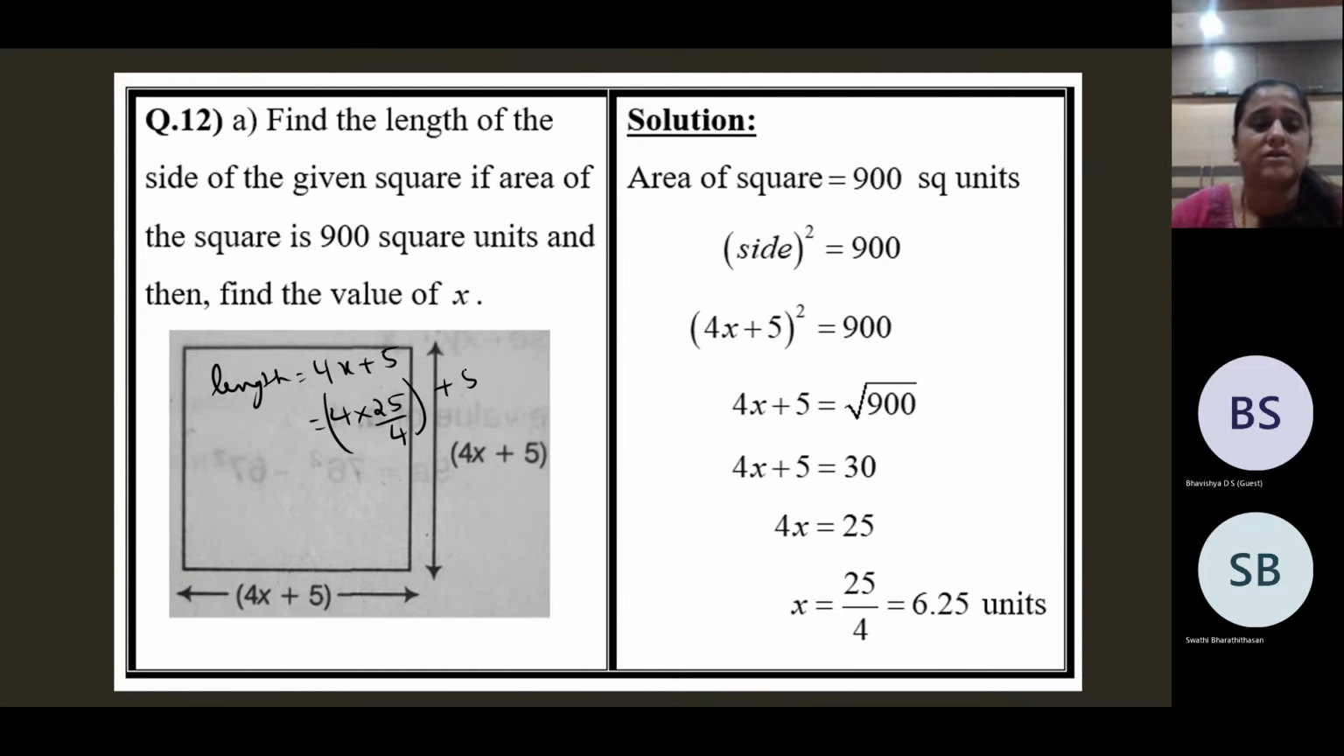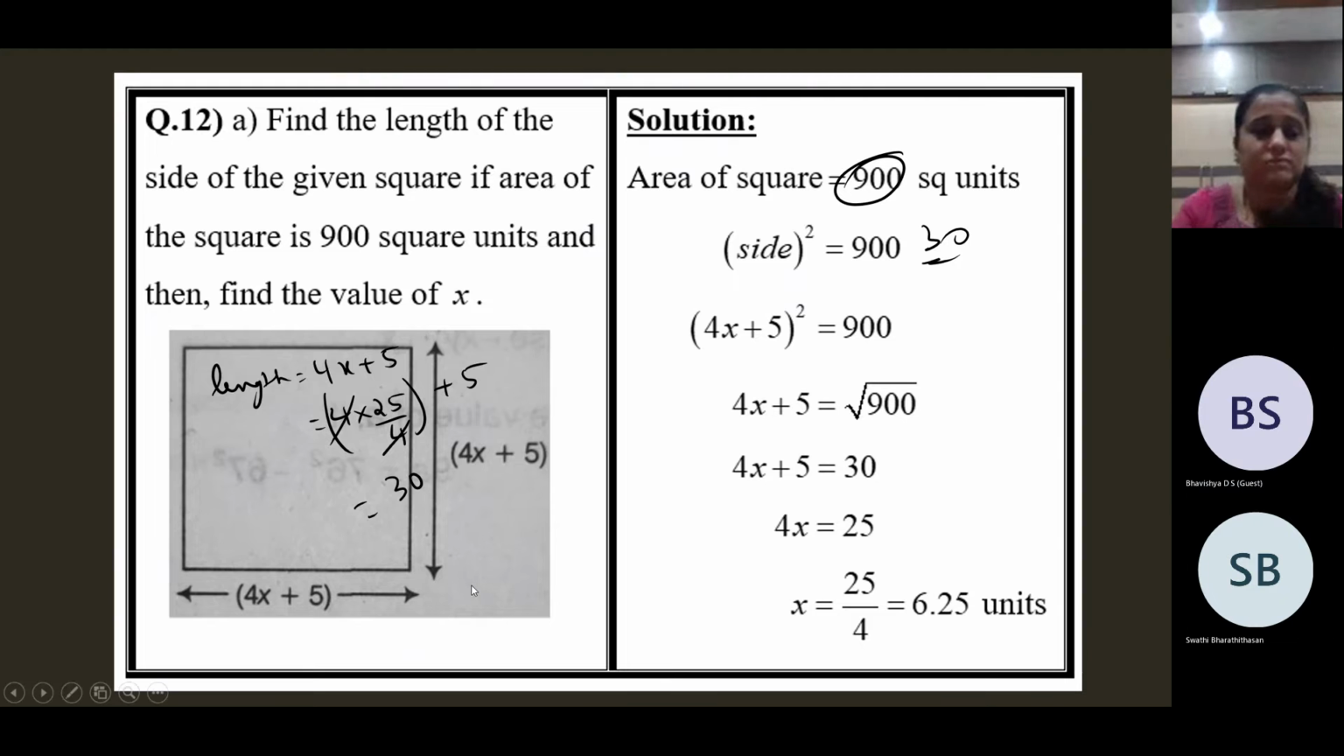4x plus 5. So 4 cancels. So 25 plus 5, 30. Now you don't say it's so easy. 900 is area, so 30 is the side. Why should you work so much? You have to work. You can't guess. You also find the length, children. Understand?